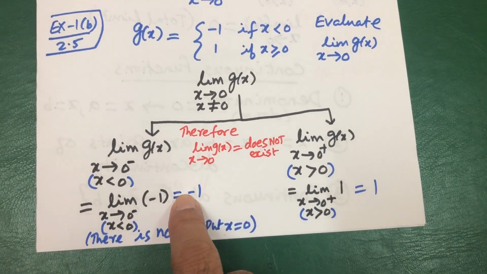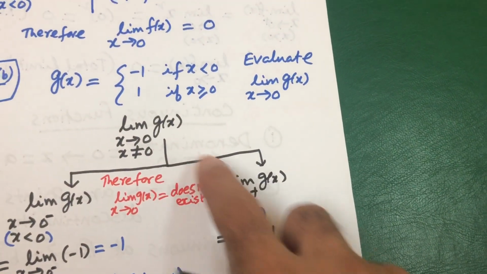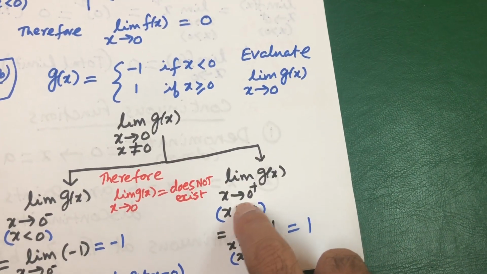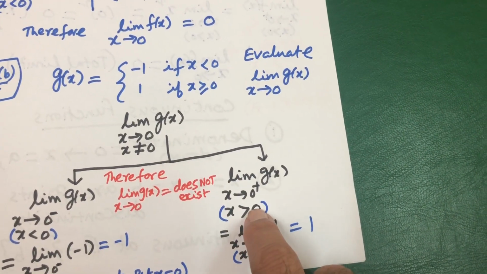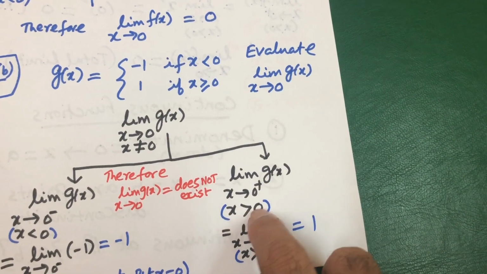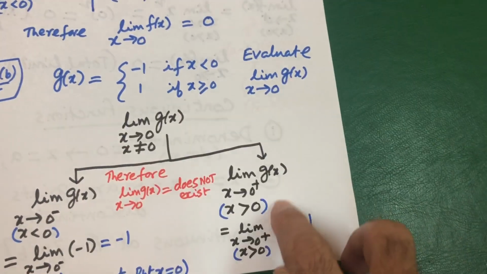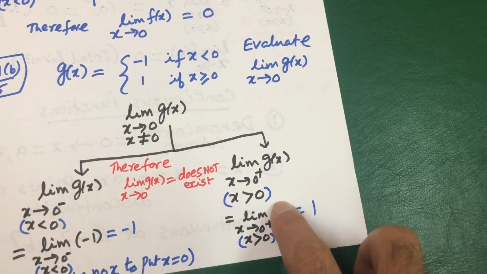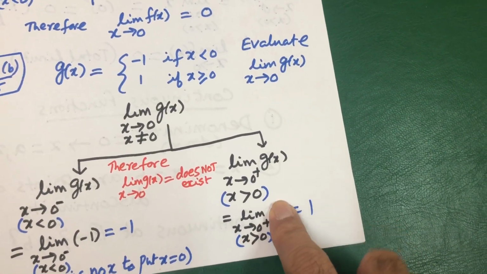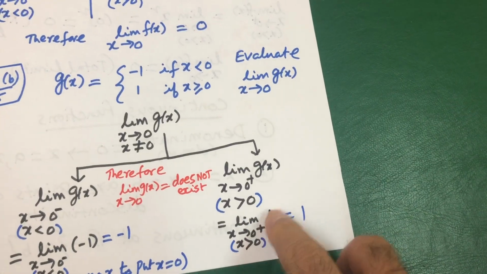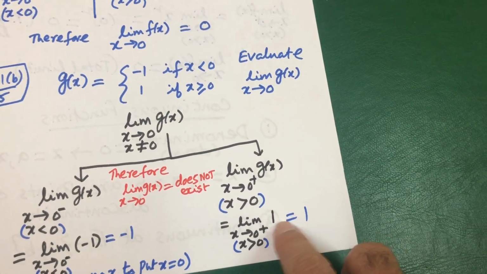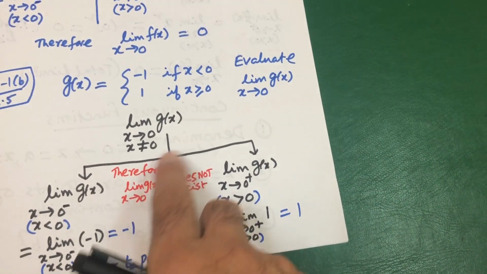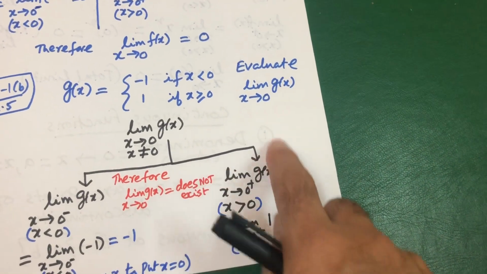Similarly, limit g(x) on the right-hand side, 0 plus, means x is almost equal to 0 but x is greater than 0. What is the value of g(x)? For x greater than 0, g(x) is equal to 1. Because there is no x to put x equal to 0, the answer is 1. So the left-hand limit will be minus 1, the right-hand limit will be 1.